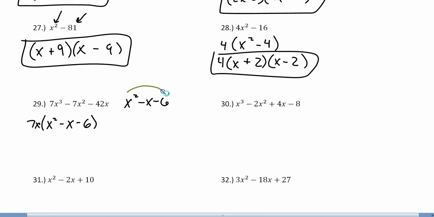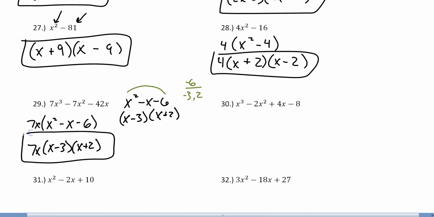It's 3 terms, so I build a bridge. That gives me a negative 6. 2 numbers that multiply to negative 6 but add to a negative 1 or a negative 3 and a positive 2. And now I get to use my shortcut because it's a 1x squared, so I get to go right to the two factors of an x minus 3 and an x plus 2. But now I come back over to the original problem. I have that 7x. This trinomial has now become an x minus 3 and an x plus 2. So that's my factored form, and I'm done.